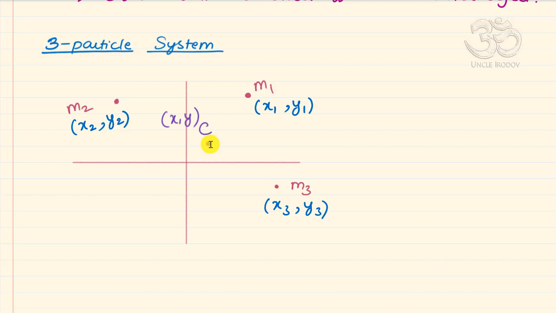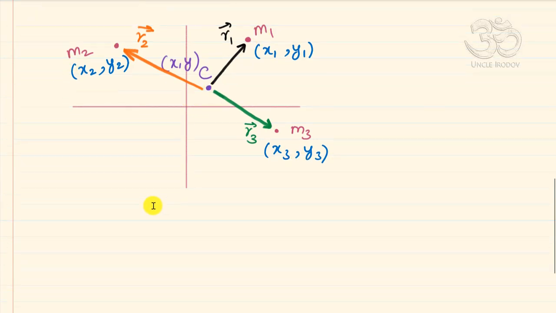Now, I will have to figure out the vectors drawn from C towards these particles. So I will have to figure out probably this R1 vector that I draw from C towards M1, the R3 vector, which I draw from C towards M3, and R2 vector, which I draw from C towards M2. So these three vectors, and I can easily find out these three vectors, and then I'll have to find out the moment of M1 about C, M2 about C, and M3 about C, add them all up, say that it should be equal to 0.